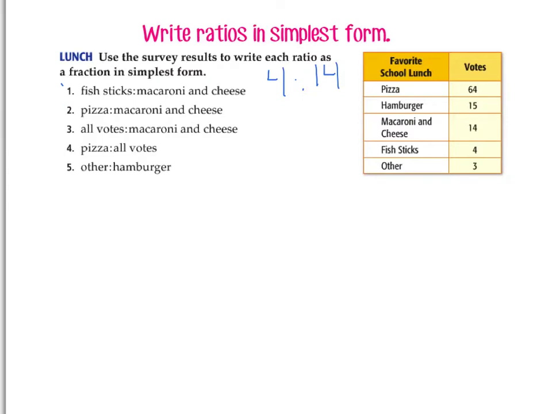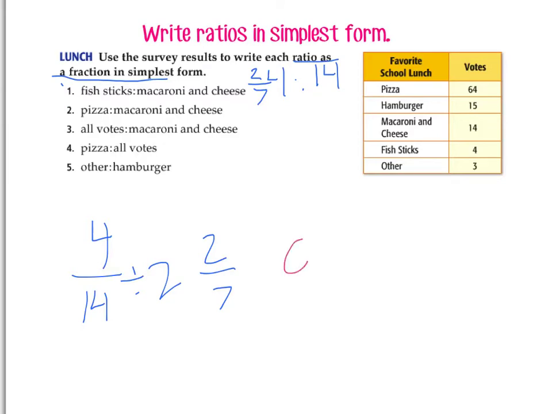Oops, but I didn't read my directions. Write the ratio as a fraction in simplest form. So I'm going to write the 4 on the top and the 14 on the bottom. Simplify those. I can divide by 2, and I get 2 over 7. So my answer is 2 over 7. Okay? Pizza to macaroni and cheese.